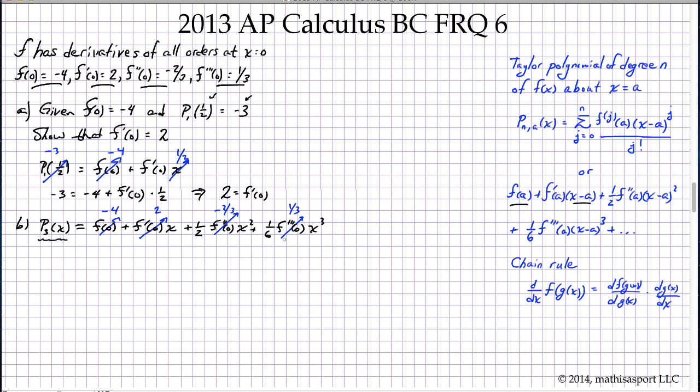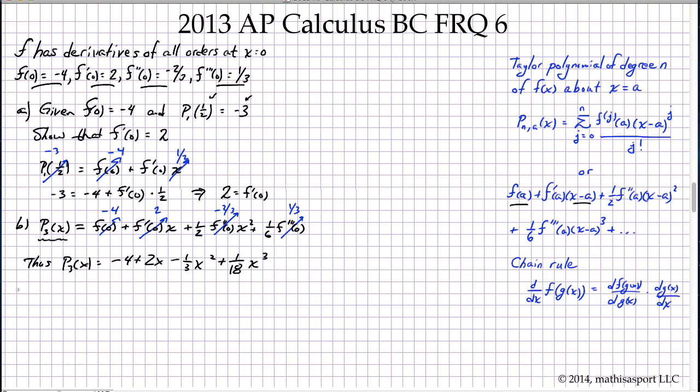Okay. So we have to combine this. Let's just say thus, P sub 3 of x equals -4 plus 2x. Now we're going to combine these two coefficients, minus 1/3 x squared, and we'll combine these coefficients, plus 1/18 x cubed. As simple as that.